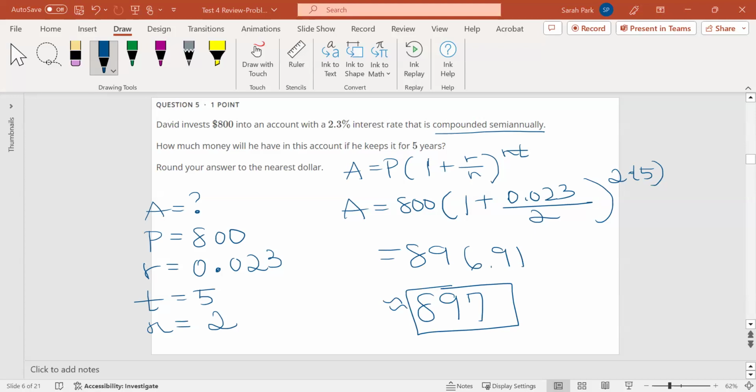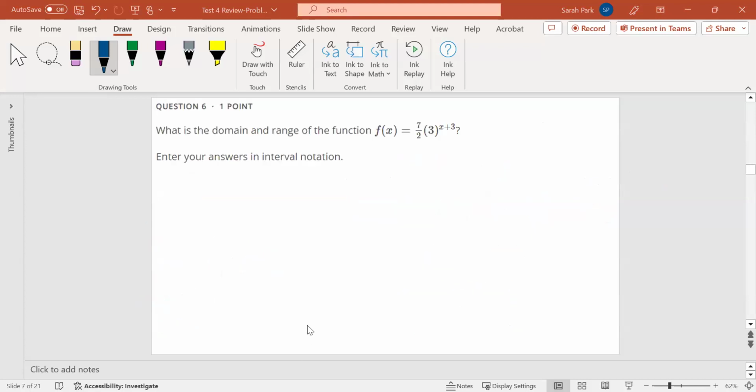And number 6, what's the domain and range of the function f of x equals 7 over 2 base 3 to the x plus 3 power? This is an exponential function. These are variables in the exponent. The domain's easy because the domain of all exponential functions is negative infinity to infinity.